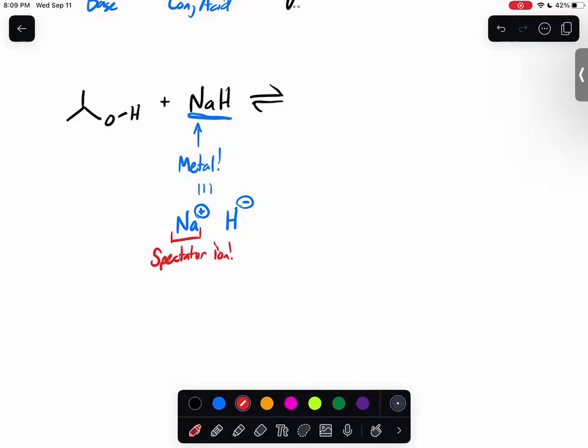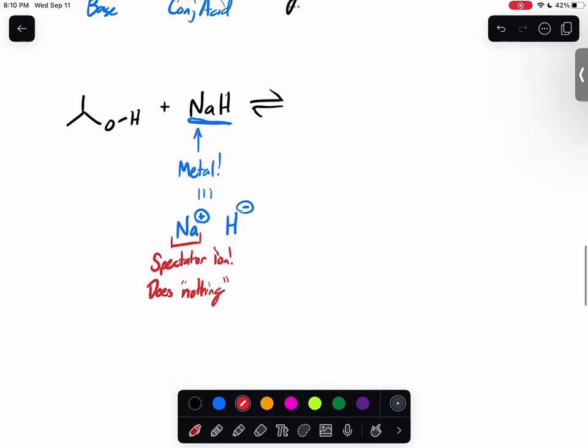And if it's a spectator ion, that means that it does nothing. And I'm going to put that in quotes because it's not entirely true that it does nothing. It's just not going to do anything important for the sake of this course for us. So just an idea of a couple spectator ions that you'll see a lot throughout this course.